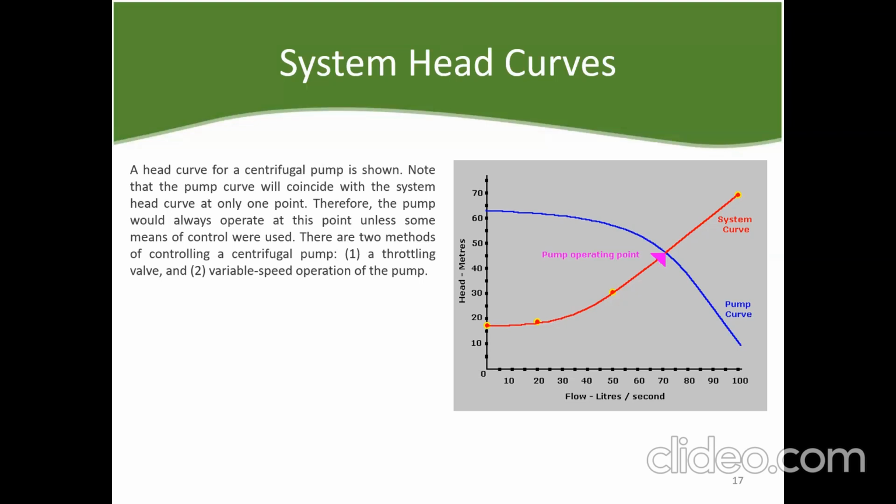There are two methods of controlling a centrifugal pump, yung throttling valve and a variable speed operation of the pump. Okay? Variable speed, binabago-bago through variable speed controllers.